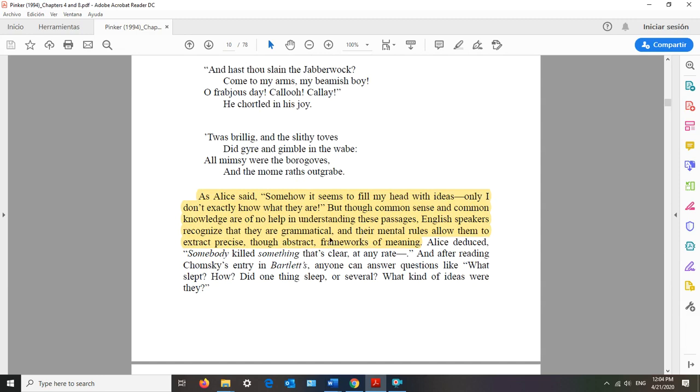So, here an excerpt from Alice in Wonderland, her saying, "Somehow it seems to fill my head with ideas, only I don't exactly know what they are." But though common sense and common knowledge are of no help in understanding these passages, English speakers recognize that they are grammatical, and their mental rules allow them to extract precise, though abstract frameworks of meaning.